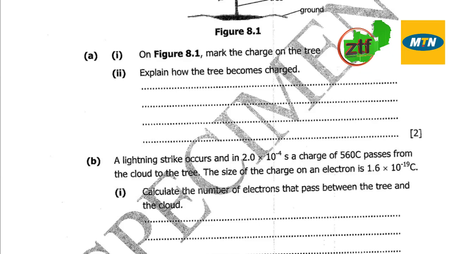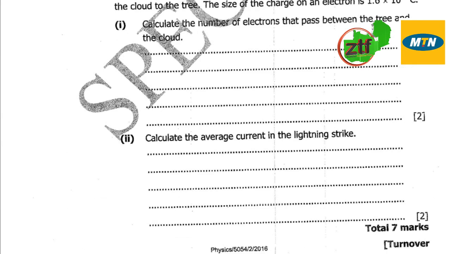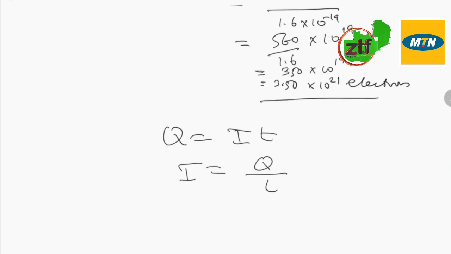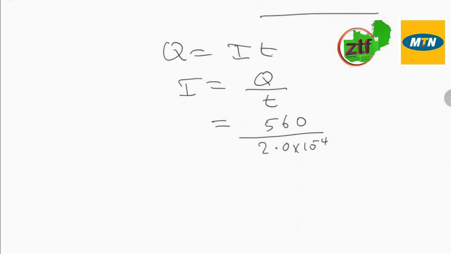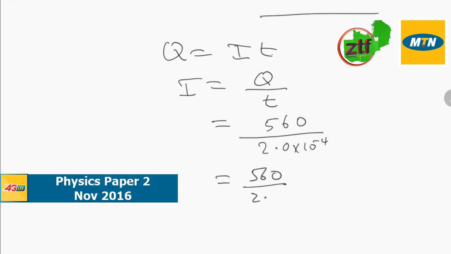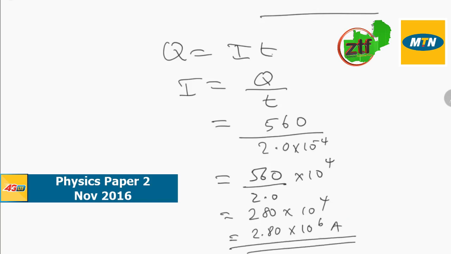All right. Quantity of charge is equal to I T. I is quantity of charge divided by T. We know the quantity of charge, it is 560. And then we know the time, it is 2.0 times 10 to the power minus 4 seconds. So we are going to say 560 divided by 2.0 times 10 to the power of 4, because the power will come on top and be positive. So that we get 280 times 10 to the power 4. That means 2.80 times 10 to the power of 6 amps. That is the current that will flow.